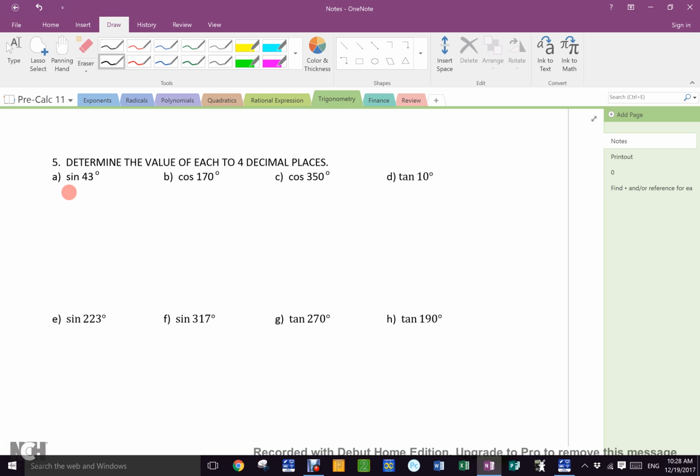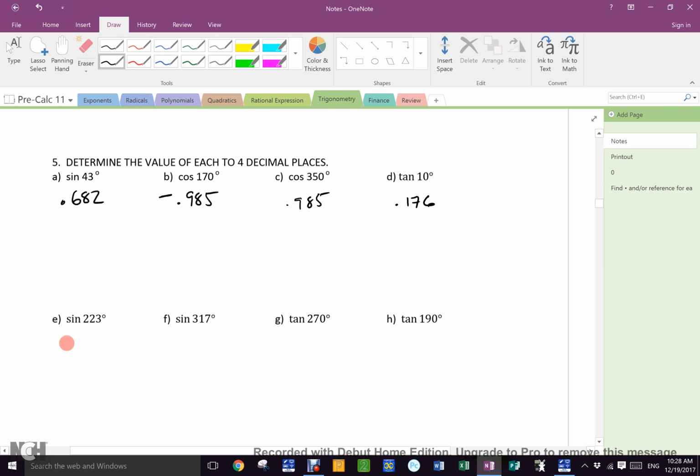All right, who's got some values for me? What's A? Okay, so 0.682. What's B? 0.985. What's C? 0.985. What was D? 0.176. Now there's one number there that's wrong. B. What's B really? Negative. Did you say negative? Okay, I didn't hear you.